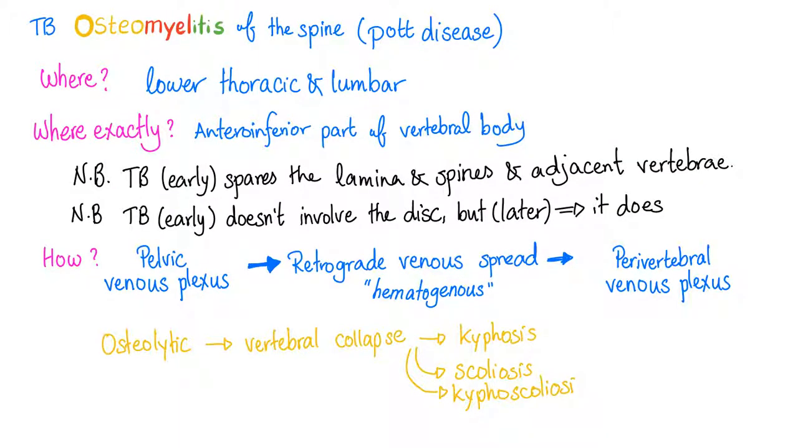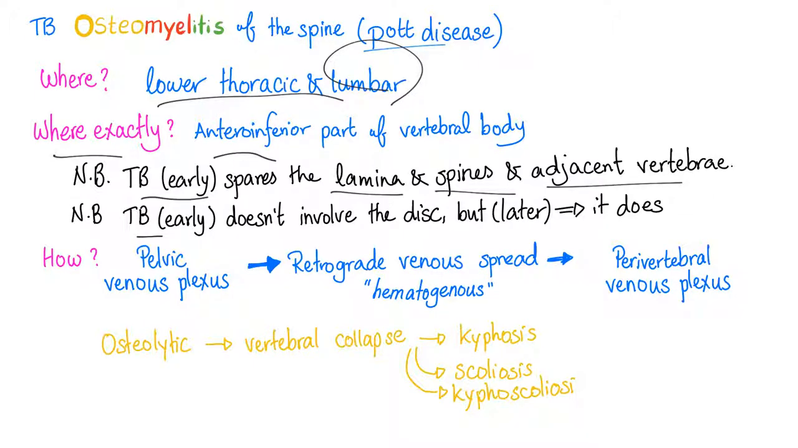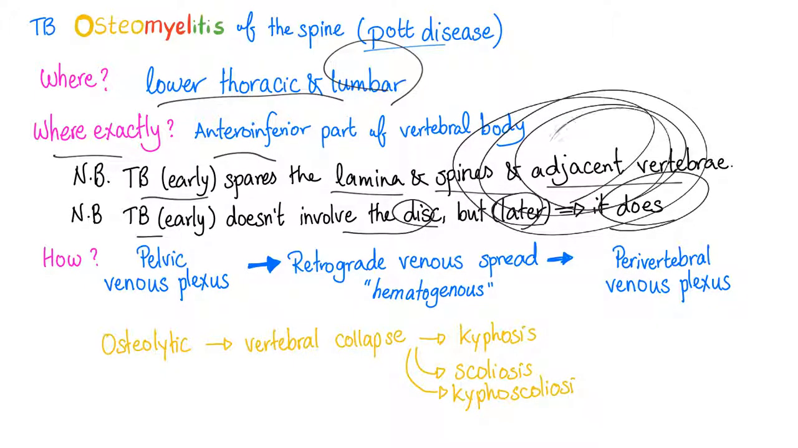TB osteomyelitis of the spine, also known as Pott disease, involves the lower thoracic and lumbar vertebrae specifically. Where exactly? The anterior part of the vertebral body. Note, early on TB spares the lamina, spares the spine, spares the adjacent vertebra. TB early on also does not involve the disc, but later it does affect the disc and it does spread everywhere, and it's the nasty cold abscess.